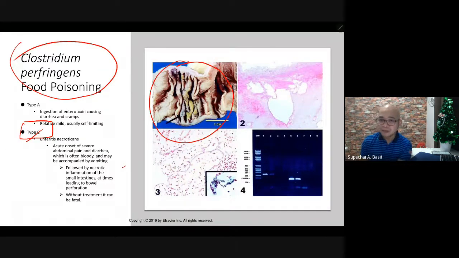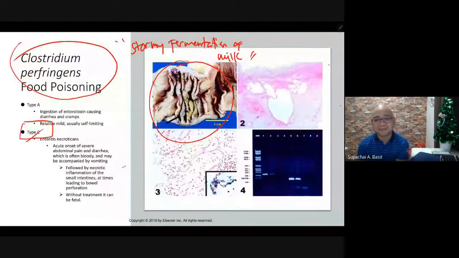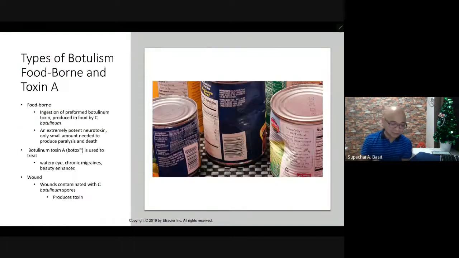So usually, if there is a stormy fermentation of milk, do not drink that milk anymore, because Clostridium perfringens could be present there. So that's the reason why we really have to be careful.